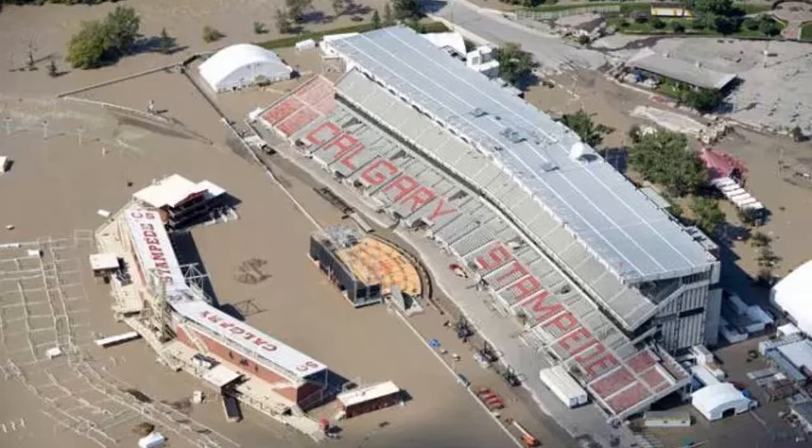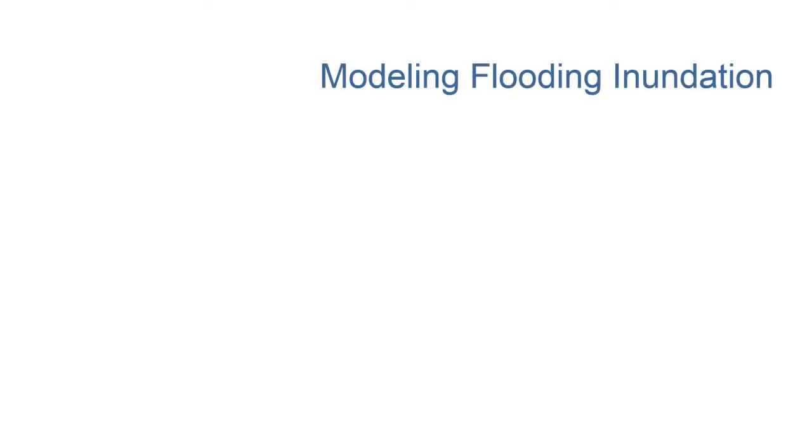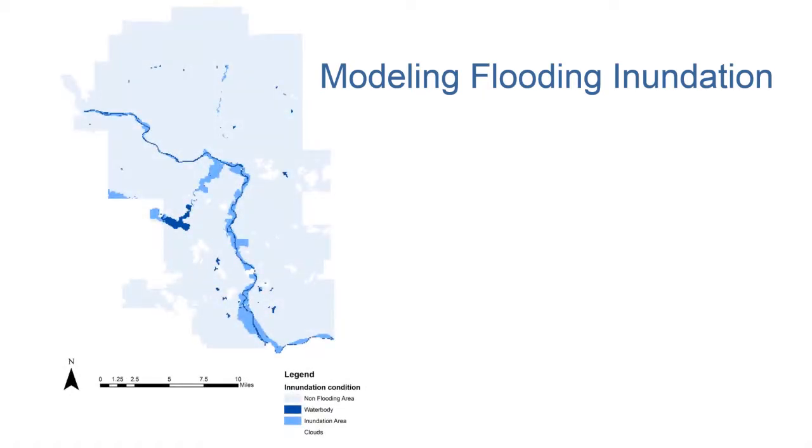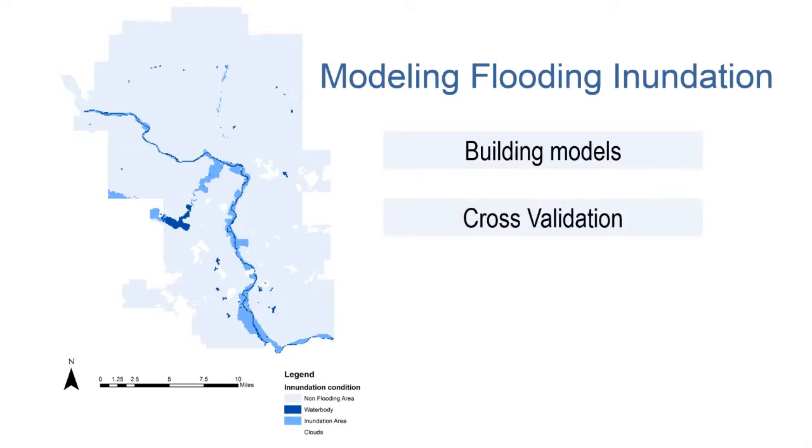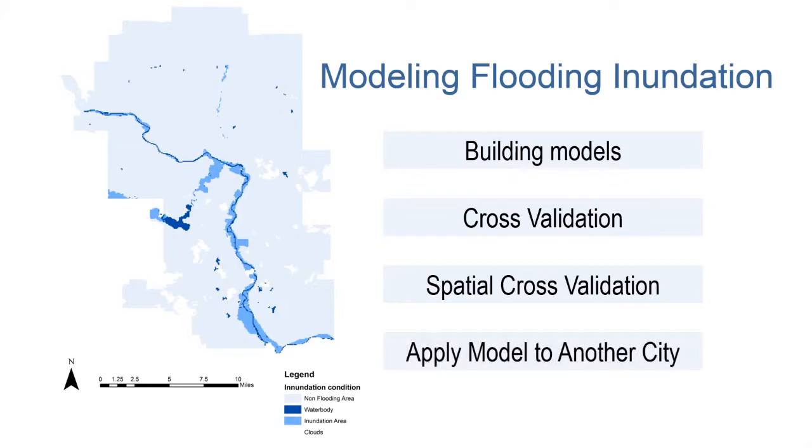We took it upon ourselves to create a flood prediction model based on Calgary's flood to help cities predict these future disasters. To build this model, we followed a well-defined workflow. We first built a model using variables selected systematically. We then cross-validated the model to make sure that the model was generalizable to the whole city. Additionally, we performed a spatial cross-validation to see how our model performed in different neighborhoods in Calgary. Lastly, we applied this model to Minneapolis to predict inundation in a future flood scenario.